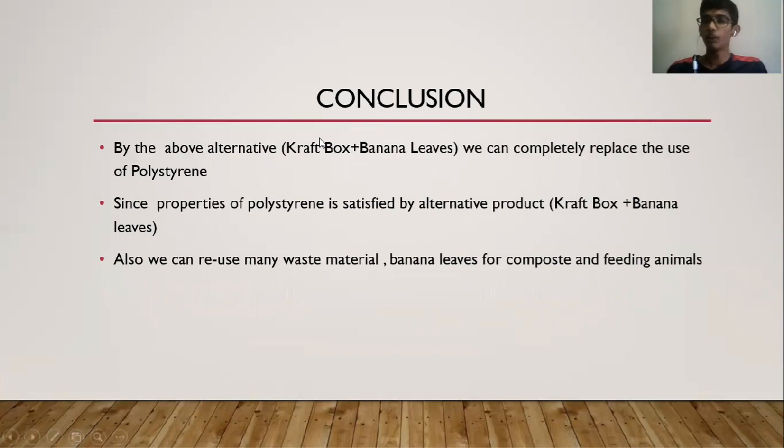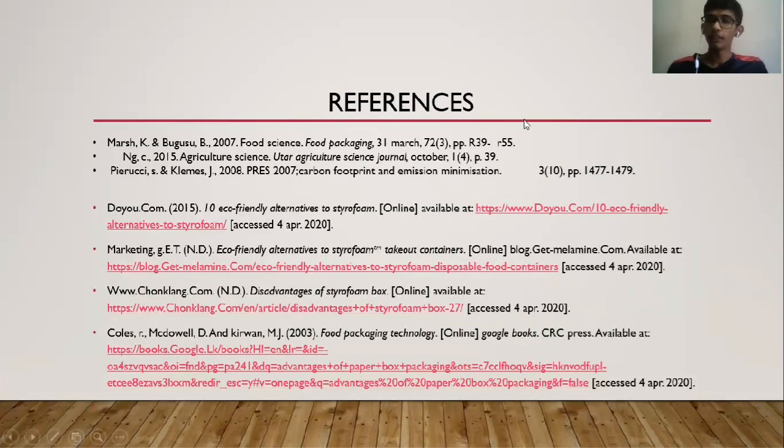Here, by the above alternative, the craft box and banana leaves, we can completely replace the usage of polystyrene. And since the properties of polystyrene are satisfied by the alternative product, which is the craft box and banana leaves, we can eliminate it too. And also, we can reuse the material. We can use the craft paper again for production of other cardboard types, and also use banana leaves for compost and feeding animals. So finally, with the reference part, and thank you very much.